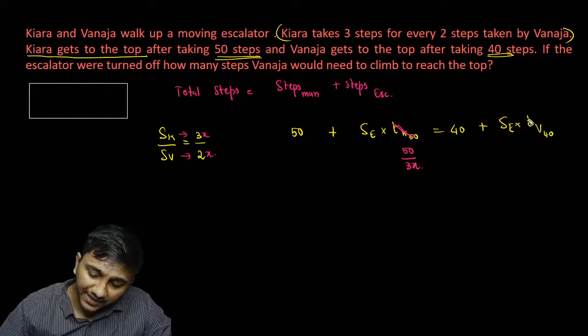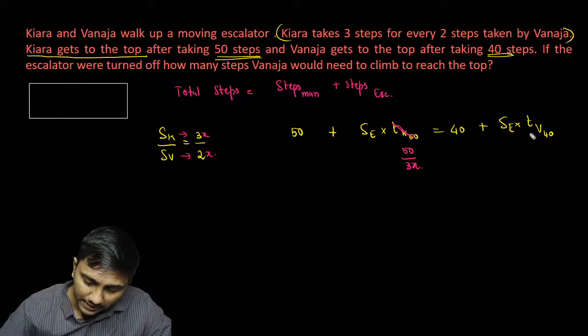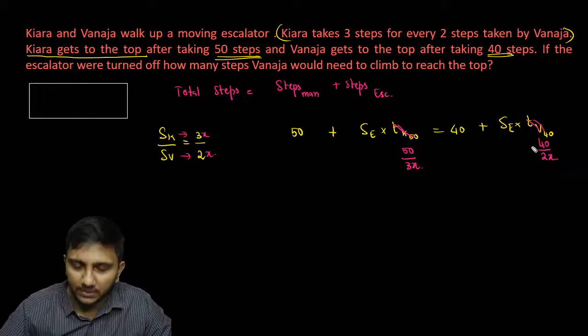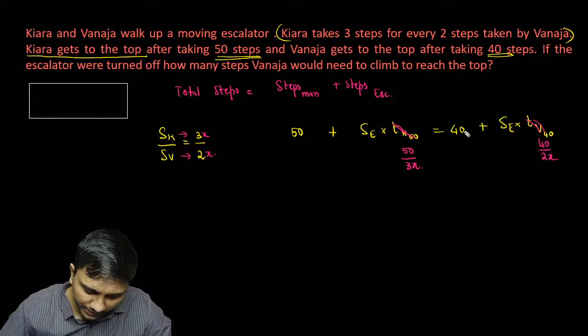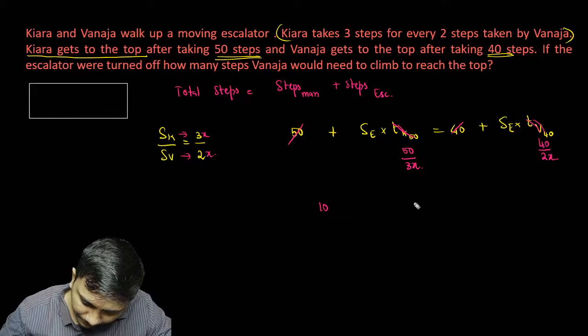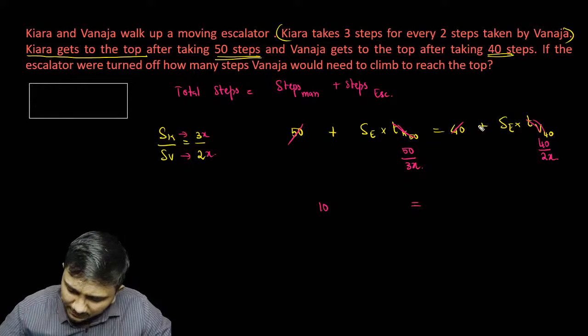Similarly, time taken by Vanaja to cover 40. We know speed of Vanaja is 2x. So I could replace this by 40 by 2x. Now let's simplify it further. I've got 50 and 40 there. So there'll be 10 more this side. That should be equal to, let me take this on the other side.